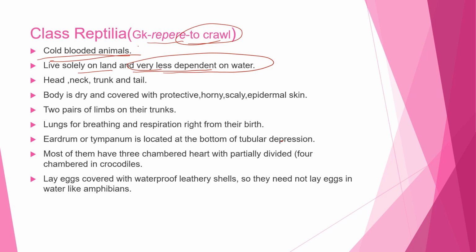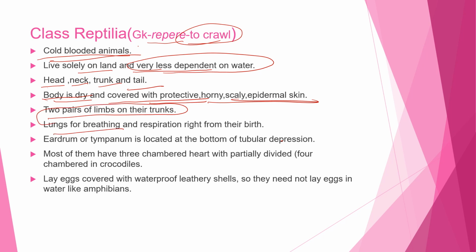Their body is divided into head, neck, trunk and tail. So their body is always divided into 4 parts, that is head, neck, trunk and tail. The body is always dry and is covered with protective horny scaly epidermal skin. They have 2 pairs of limbs on their trunk.